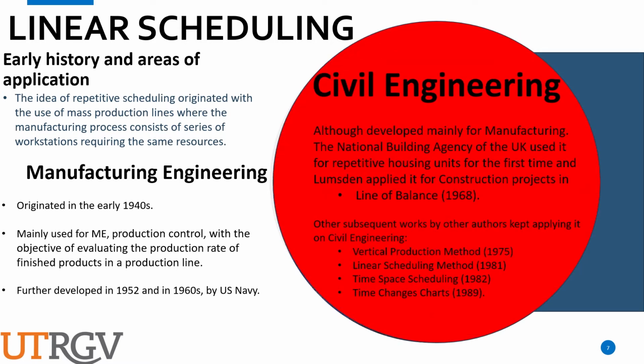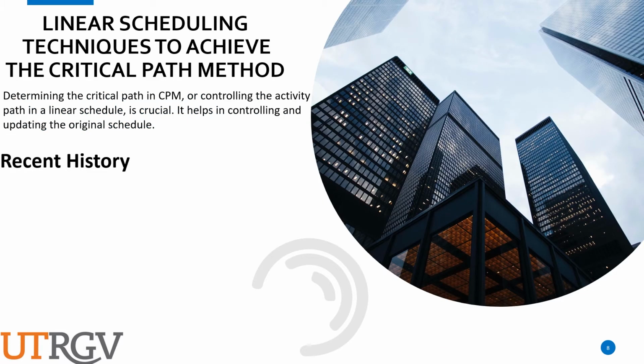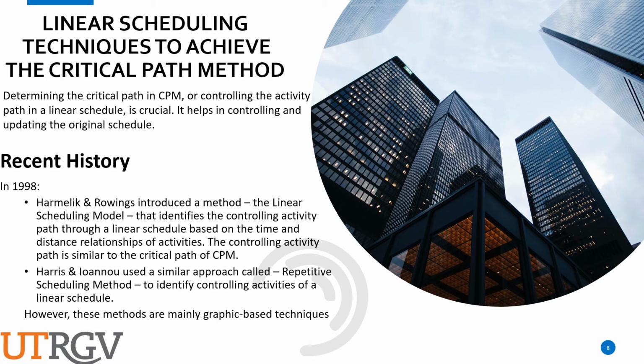Then it wasn't until 1968 that it came to civil engineering, when the National Building Agency of the UK used it for repetitive housing units, and the engineer that used it first in literature, his name is Lumsden. It appeared further in literature in 75, 81, 82, and 89. Determining the critical path in a CPM is crucial. It helps in controlling and updating the original schedule.